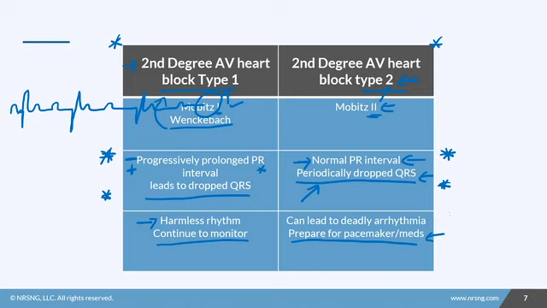and then when you see them on an EKG, you can look and say, oh wait, our PR interval is getting longer, and we drop a QRS, great. Do we have Wenckebach? Great, that's type 1. Does it look like a normal sinus rhythm or sinus bradycardia, and then all of a sudden we're dropping QRS? Well, that's a type 2. Again, I hope these little things like that help.